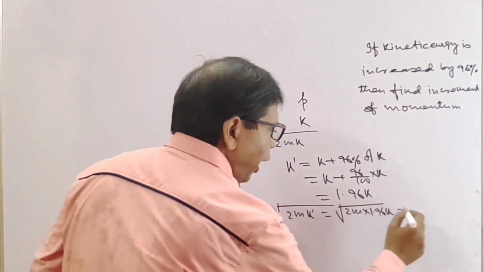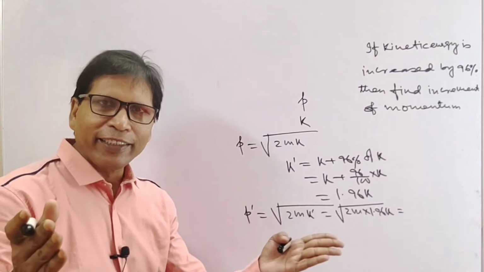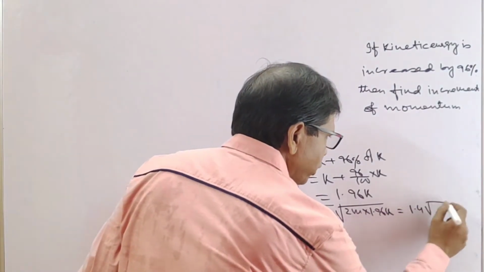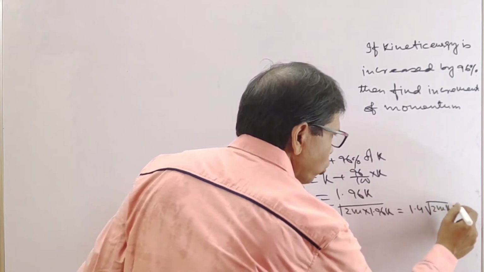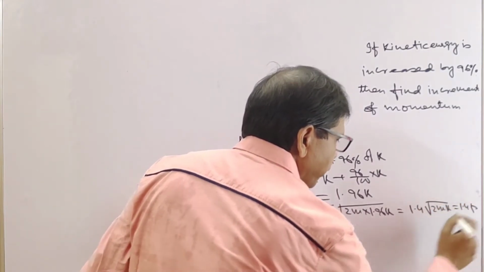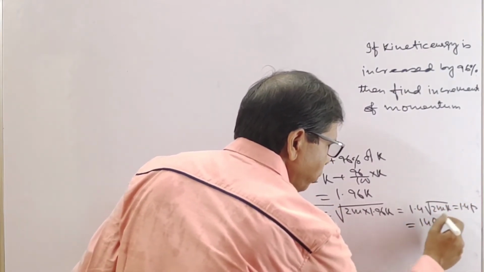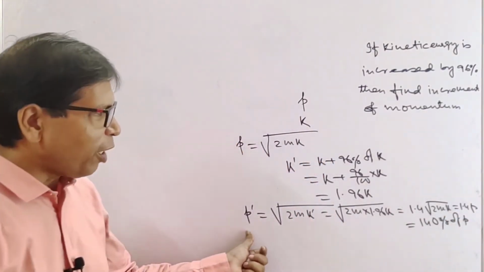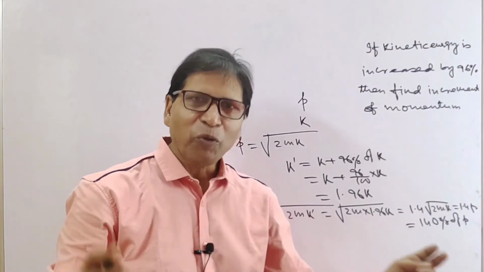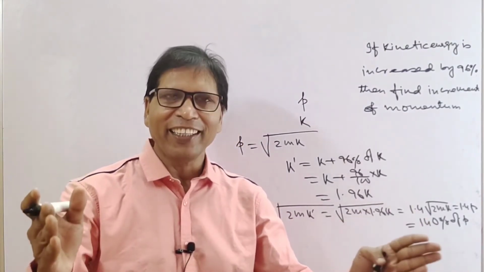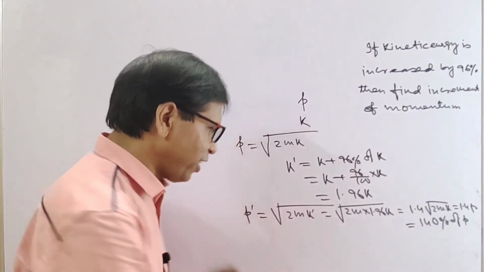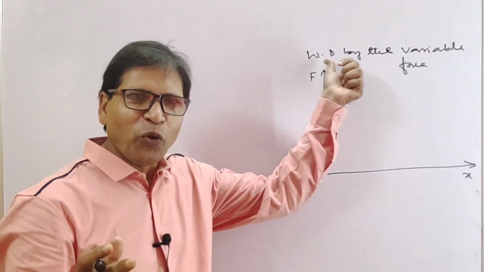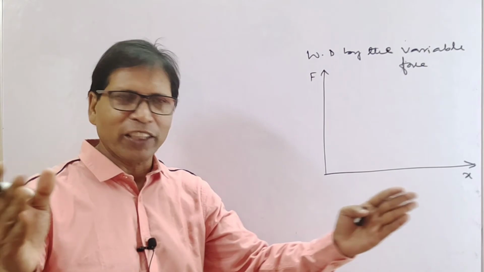So under root of 1.96, that is 1.4. So this is 1.4 × √(2mK). So this is 1.4p, that is 140% of p. Therefore, the momentum is increased by 140 − 100, that is 40%. Okay, understood? Next, work done by the variable forces.